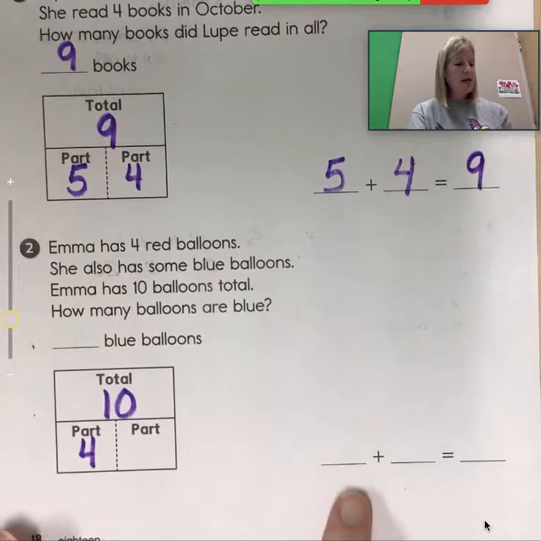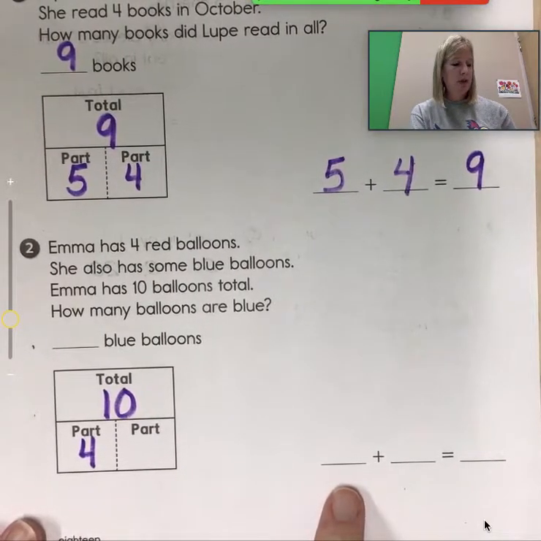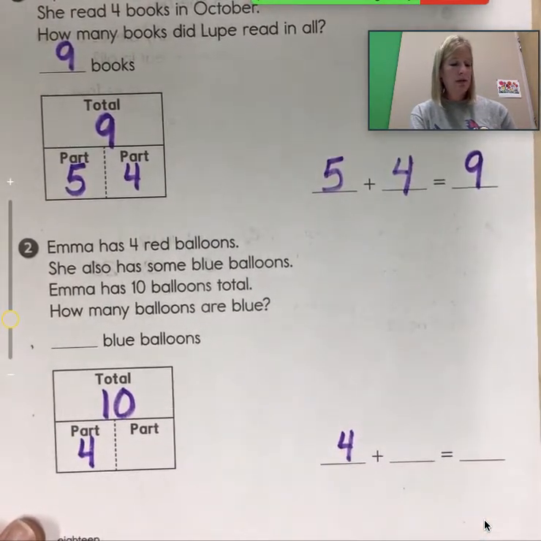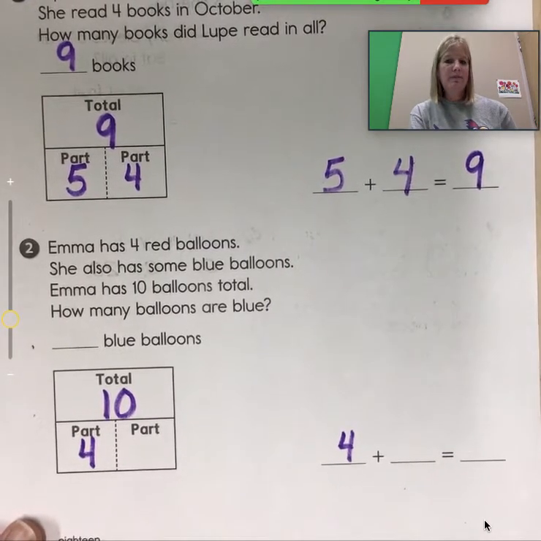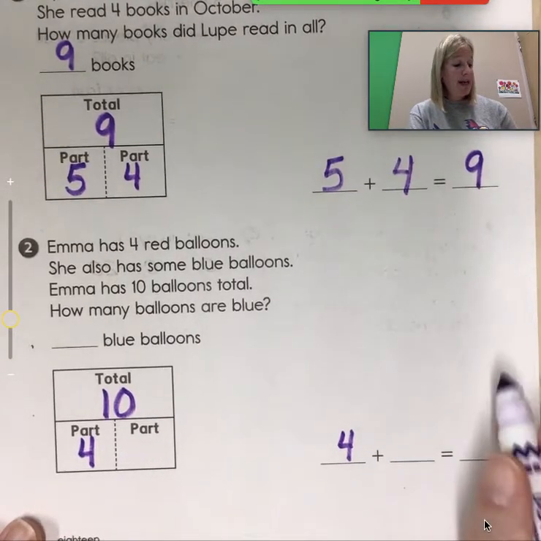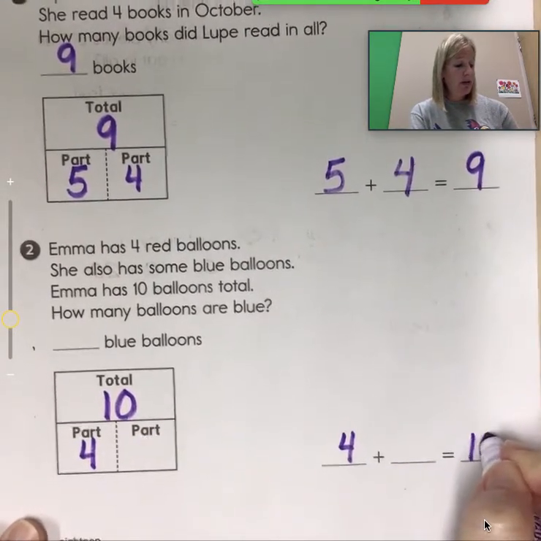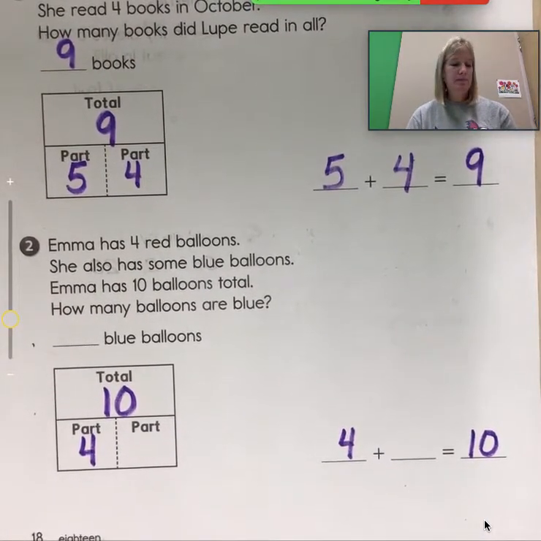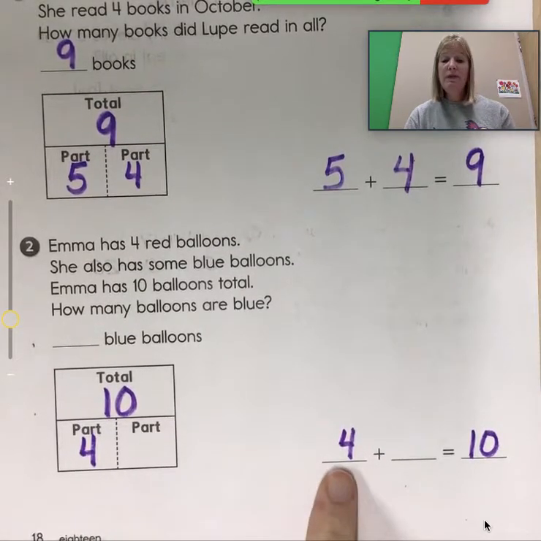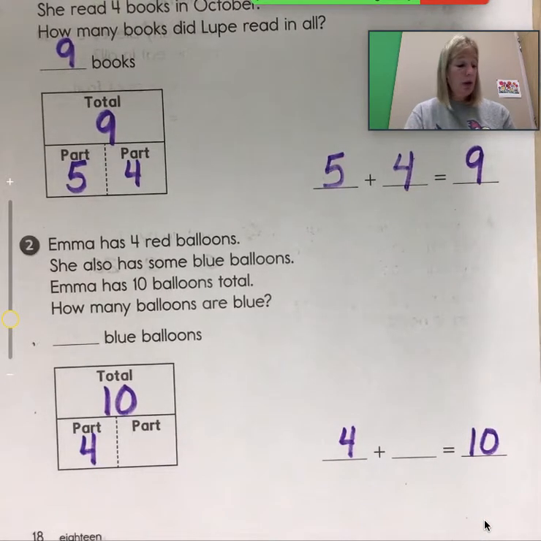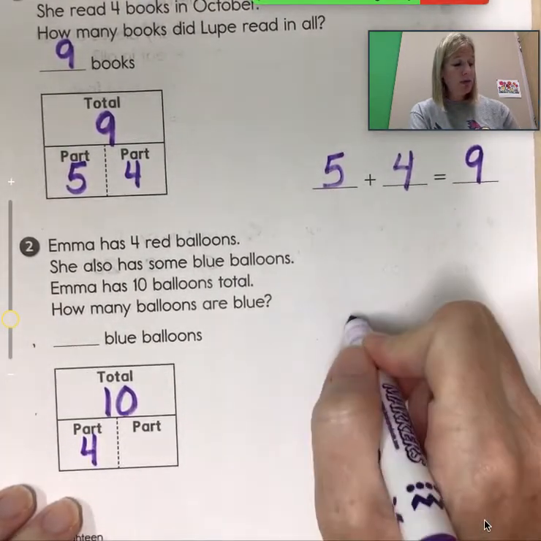So let's think about our number sentence here. How many red balloons does she have? 4. How many blue balloons does she have? We don't know yet. We're going to leave that one blank. But we know that it equals 10. How could we do this? We could count up. We could start at 4 and count up to 10 and see how many it takes us. We could draw a picture. I'm going to draw 10 balloons.